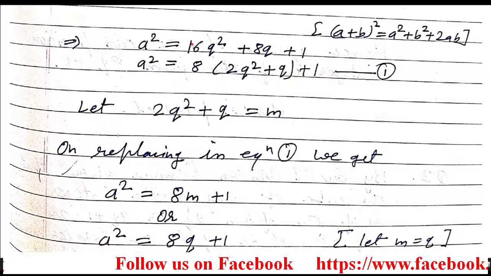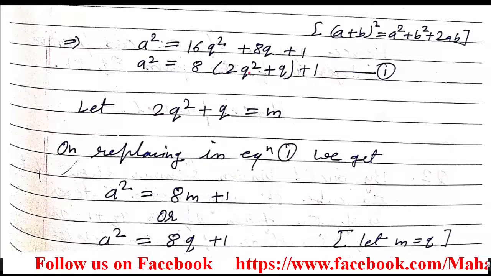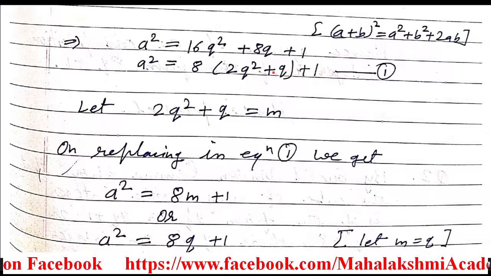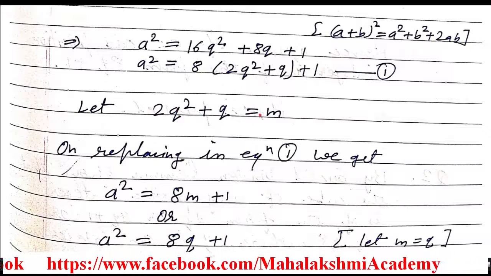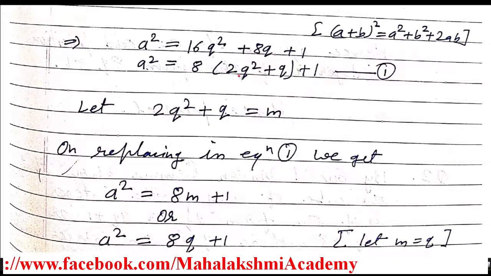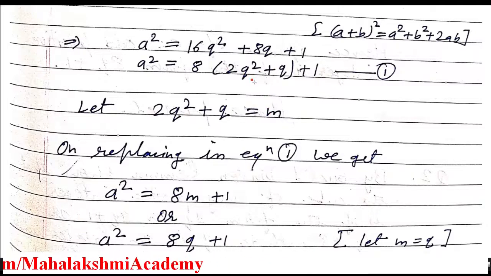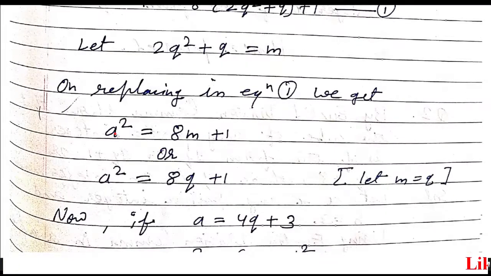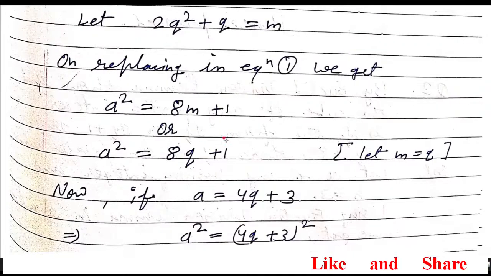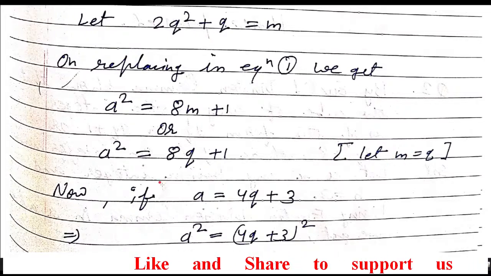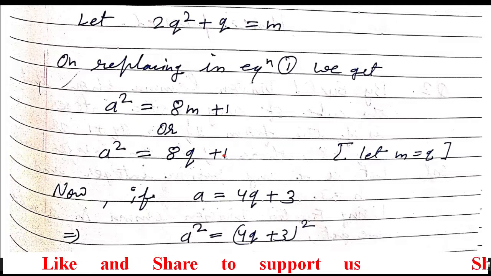Again I am repeating: after taking 8 common, whatever remains in the bracket, assume that complete bracket as m. Now this 2q square plus q is assumed as m. So in this equation, replace it by m. That will give you 8m plus 1. So we obtain that the square of the positive odd integer is 8m plus 1. But since in the question it is in the form of q, you replace m by q. That will give you 8q plus 1.